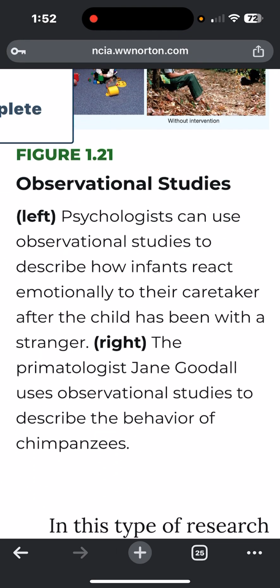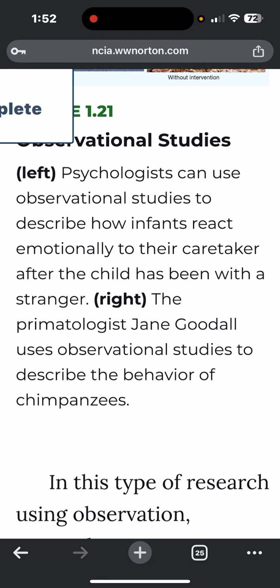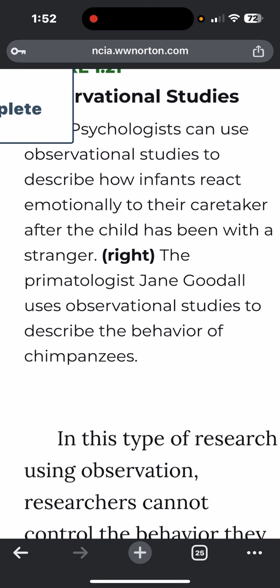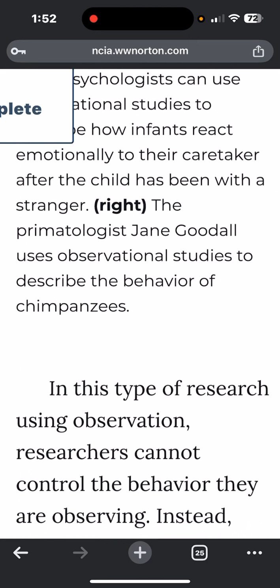Observational studies. Psychologists can use observational studies to describe how infants react emotionally to their caretakers after the child has been with a stranger. And the primatologist Jane Goodall uses observational studies to describe the behavior of chimpanzees.